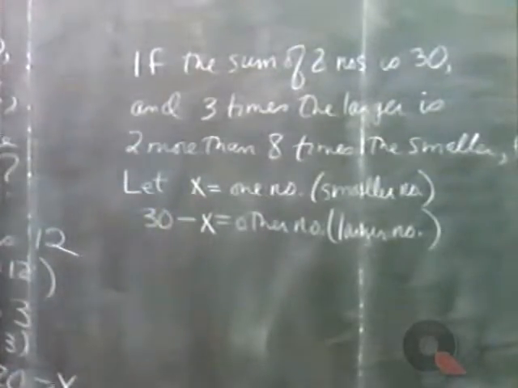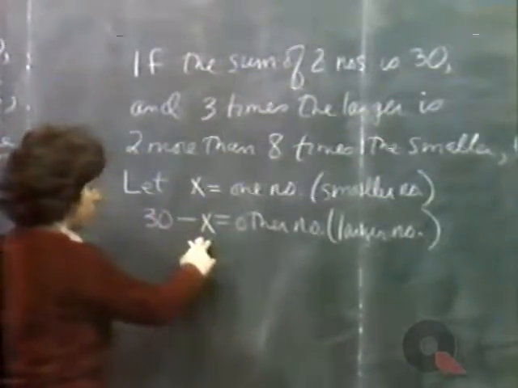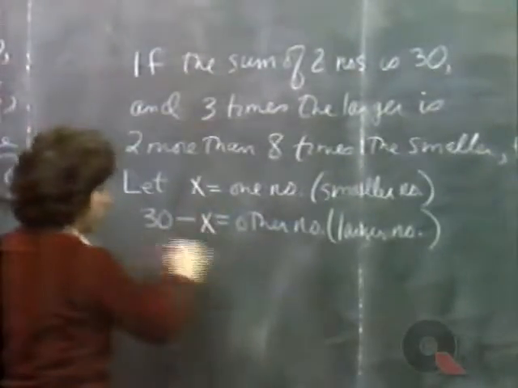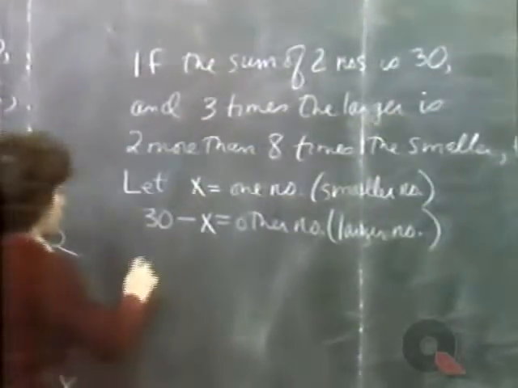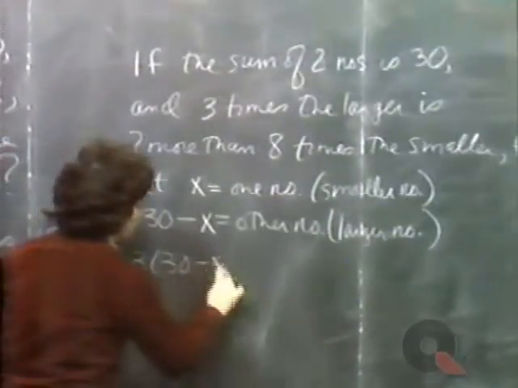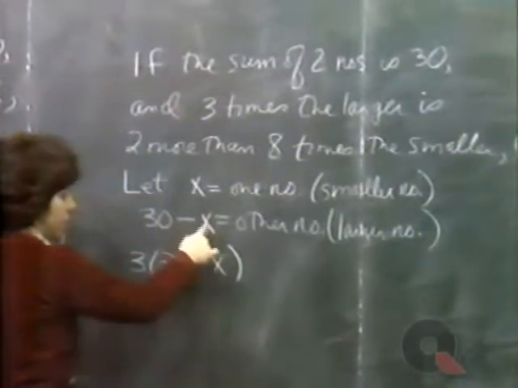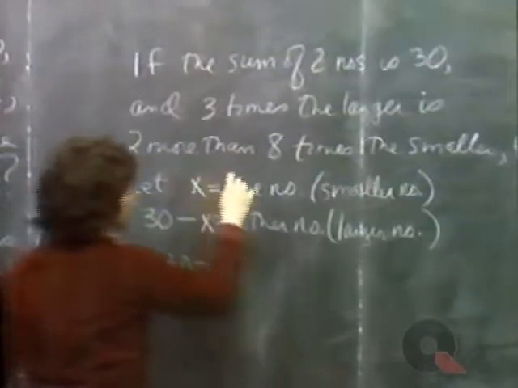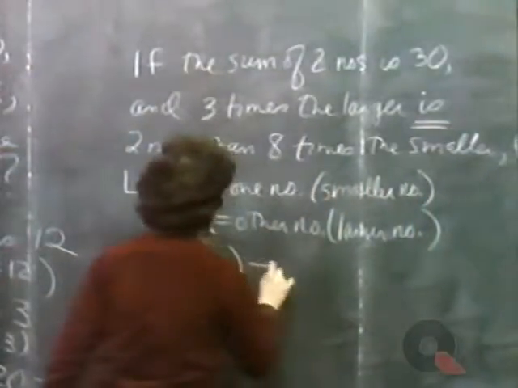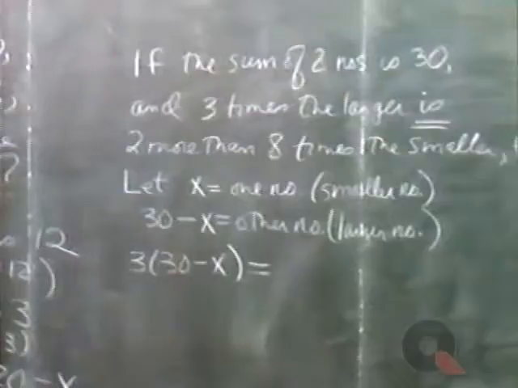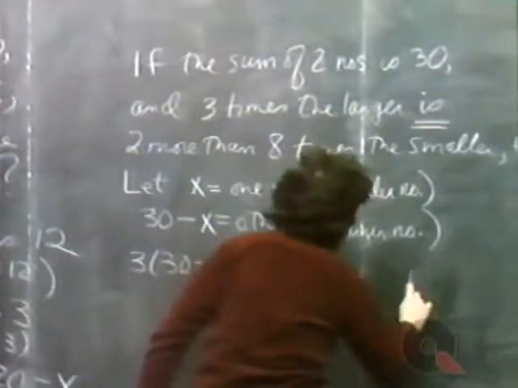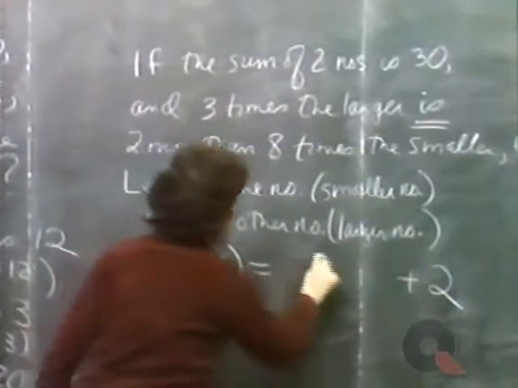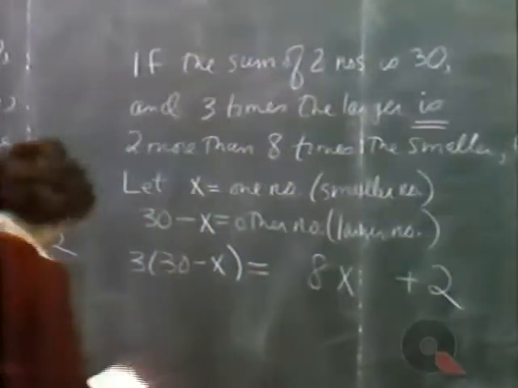Okay, we have already taken care of the sum of the two numbers is 30. This is built right in here. x and 30 minus x, if you add them up, that clearly is 30. 3 times the larger: 3 times 30 minus x. The larger is 30 minus x. 3 times the larger is, that's your equals, 2 more than 8 times the smaller.